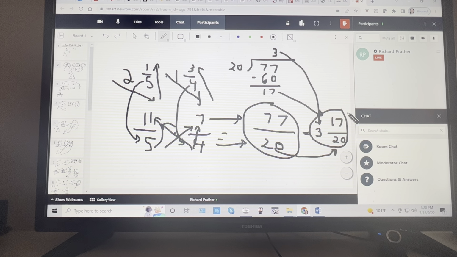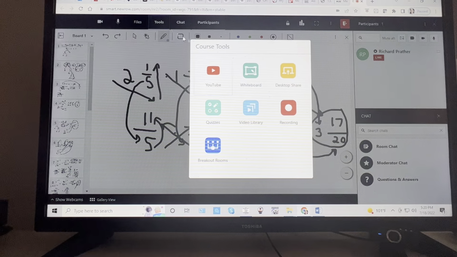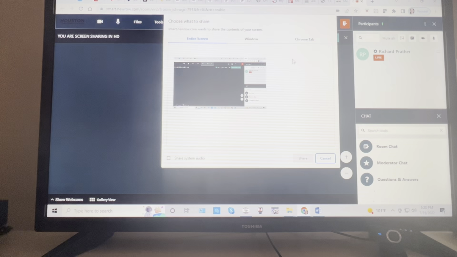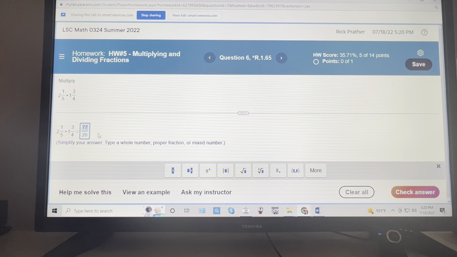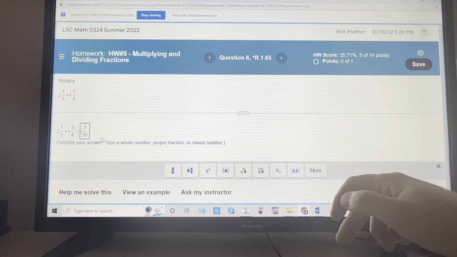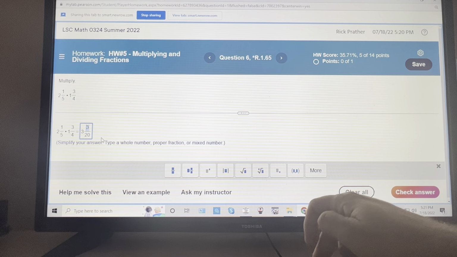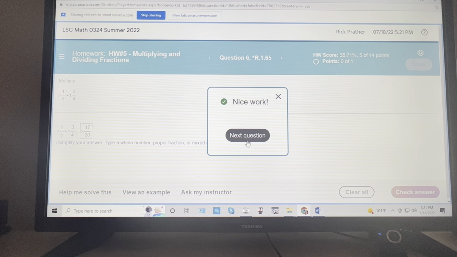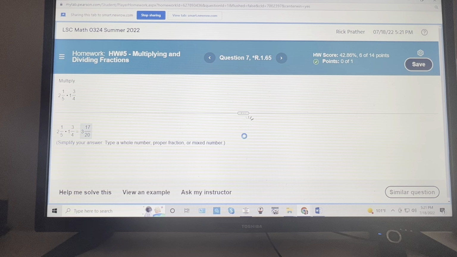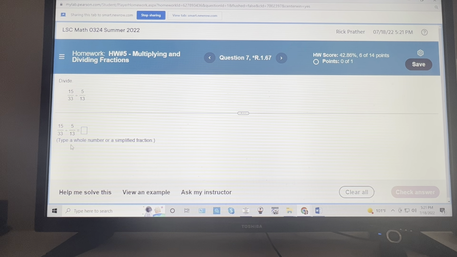In the other class, you'll never have to do this as a final answer. They never make you change improper fractions to mixed fractions. They're very cumbersome and not used very often, but they're just trying to give as many skills as possible here. So this is equivalent to the answer, but it's not in the proper form. So I need a 3 here, and a 17. 3 and 17 over 20. I even fall for that where I don't read the blue every time. Type a whole number or a simplified fraction.